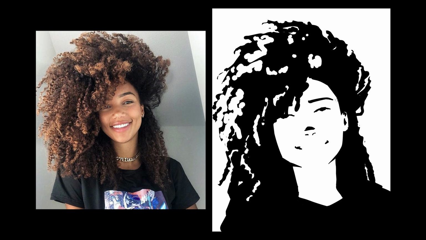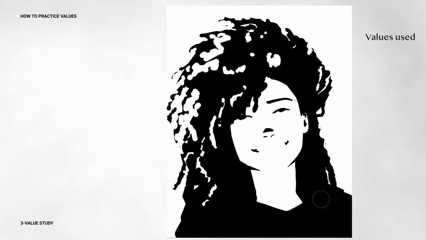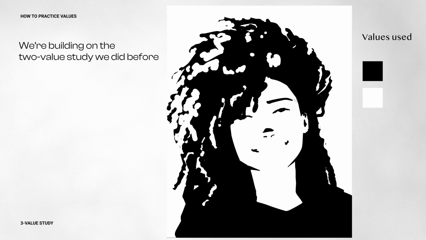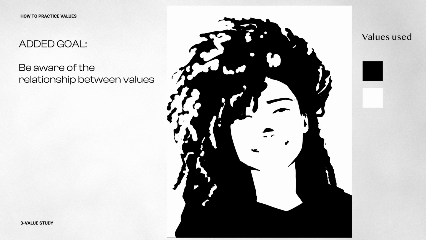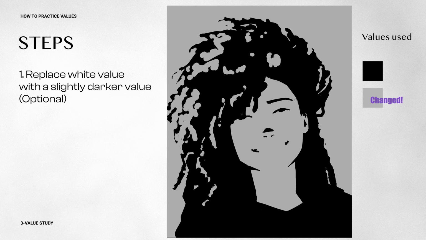Now that we have completed the 2-value study, it's time to move on to the next step, the 3-value study. In this study, we're building on the 2-value study we did before, and since we are working with an additional value, our added goal is to train our brain to also be aware of the relationship between each value. First step is to replace the white value with a slightly darker value, though this step is completely up to you, but in my process, white values are used in either the 2-value study or areas where the light source hits.